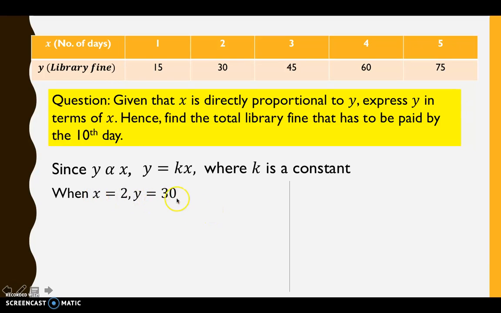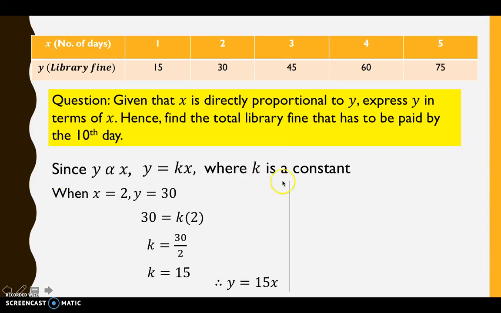So when x is 2, y is 30. Substitute it into this equation. I have 30 equals k times 2. k equals 30 over 2, which gives me k equals 15. Therefore, you will find that y equals 15 times x, or 15x.